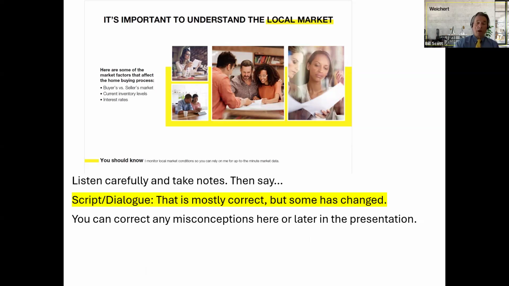And then your dialogue might be mostly correct, but some things have changed. You don't want to tell them, I don't know who's been feeding you that BS, but never say anything like that. Mostly correct, but some things have changed, which gives the person that's giving them bad information an easy out. And then you can either correct misconceptions here or later in the presentation.